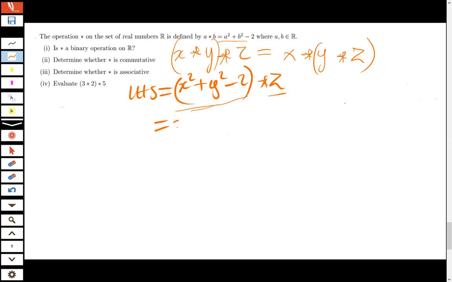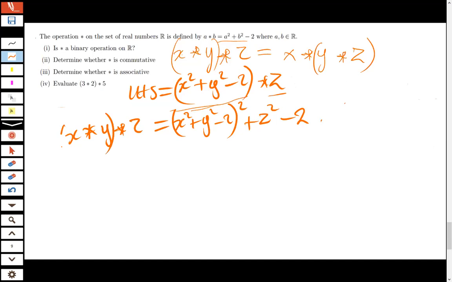We're going to have x squared plus y squared minus 2, squared, and then plus z squared minus 2. So this is simply just our (x star y) star z. Let us now find the right-hand side, which is x star (y star z).